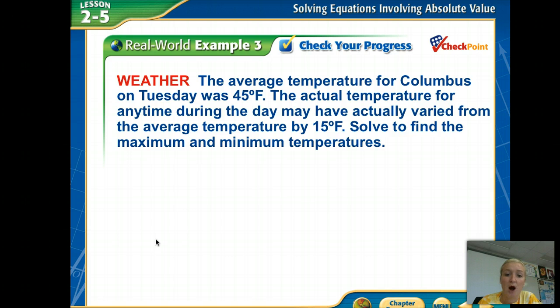This is a checkpoint. Pause the video. We'll come back together and solve this one together.